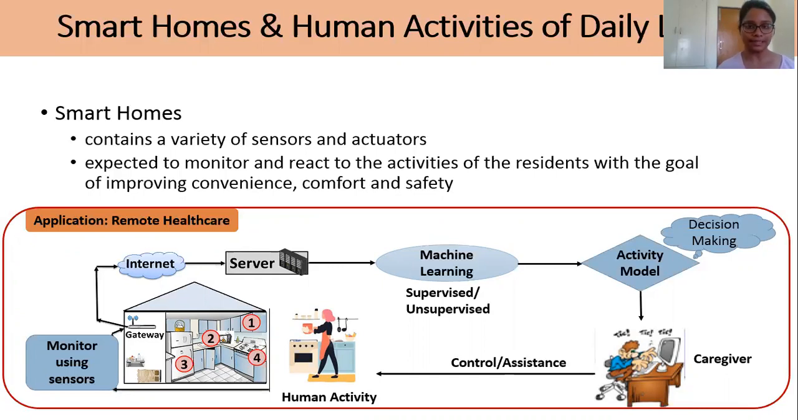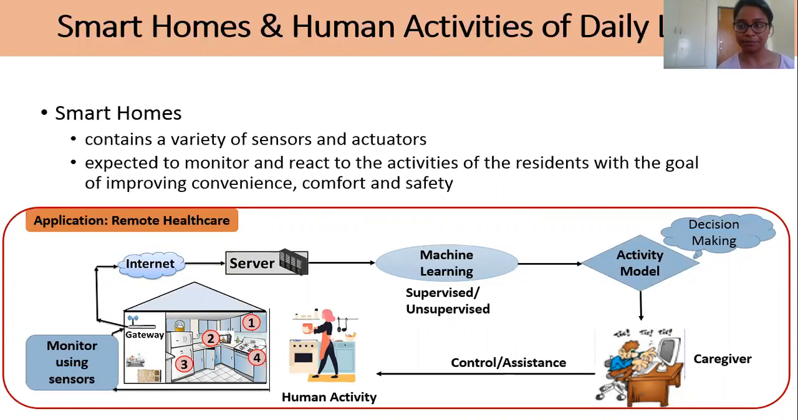So as you can see in this picture, a smart home is associated with many sensors, and they can be attached to different devices or in the wall. When a person is doing an activity, in this case cooking, they are interacting with various sensors. All the data is getting stored, and through a gateway it is going to the cloud or a server where a machine learning algorithm is analyzing this data, in this case activity prediction.